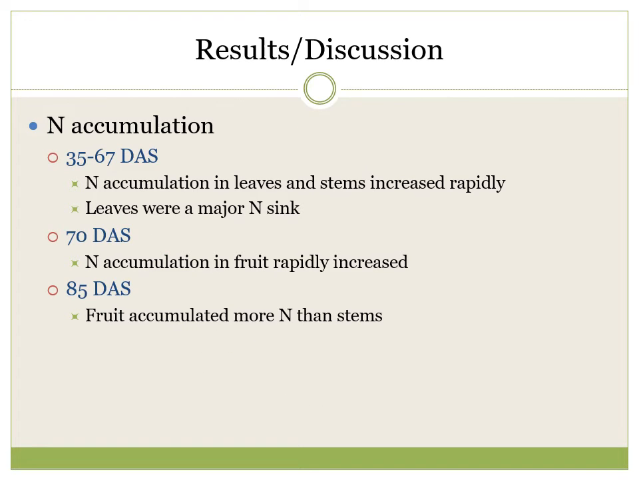During days 35 through 67 after seeding, nitrogen accumulation in the leaves and stems rapidly increased, and leaves were found to be a major nitrogen sink. Starting from day 70 after seeding, nitrogen accumulation in fruit rapidly increased. At day 85, fruit accumulated more nitrogen than stems.